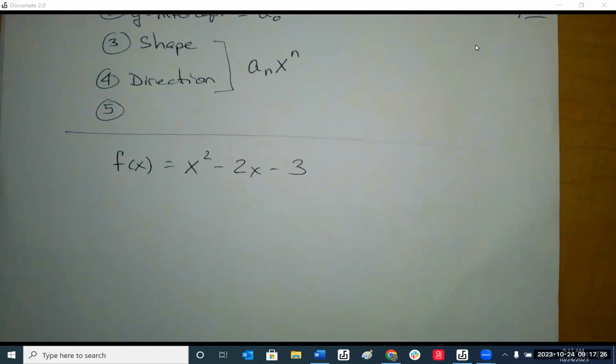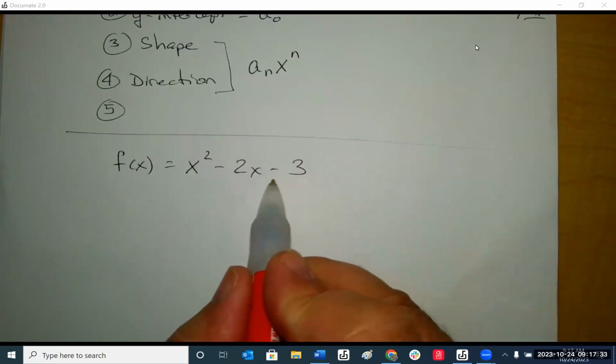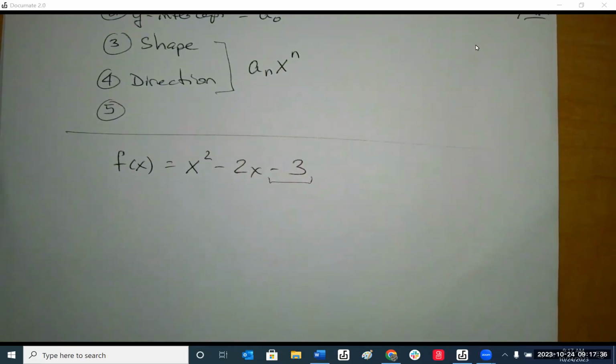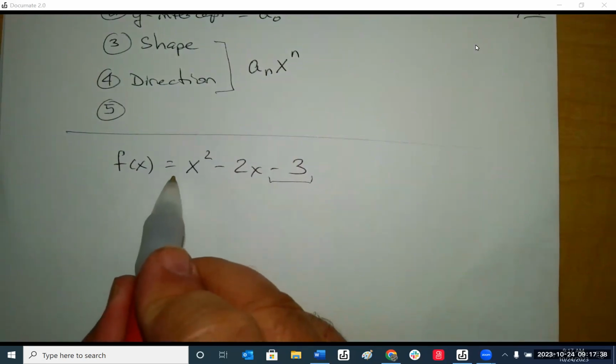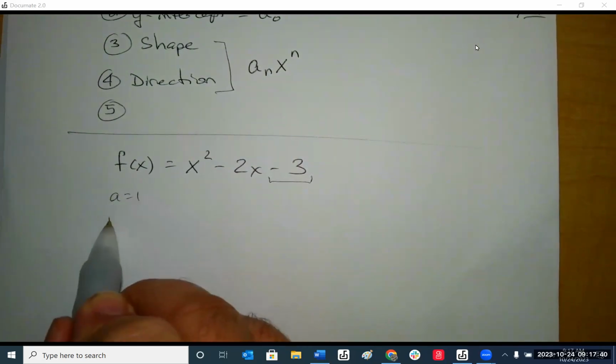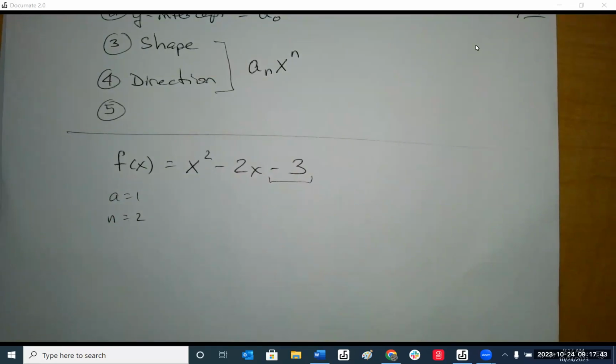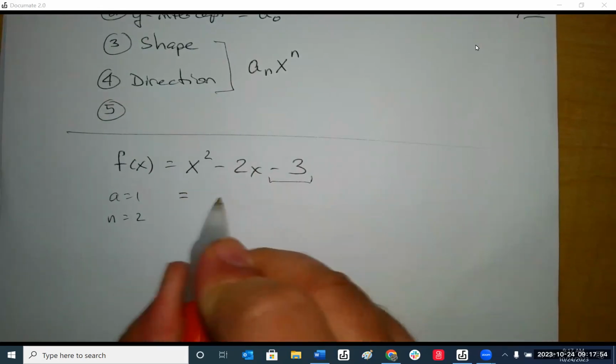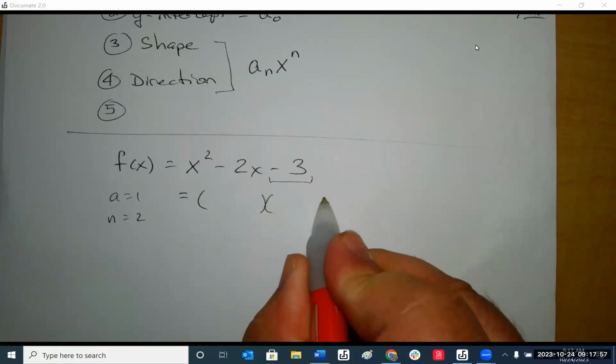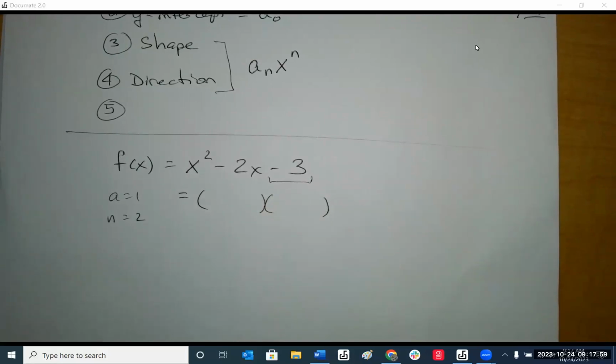So I'm gonna give you a polynomial. We know that the y-intercept is at -3. We know a is 1, the degree is 2, so we know it's a quadratic equation. We know the shape of it now. The only thing we don't have are the x-intercepts. The way we find the x-intercepts is we have to break this equation down to its smaller pieces, factor it out.